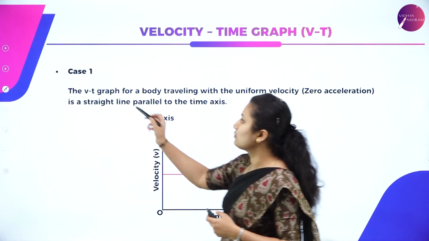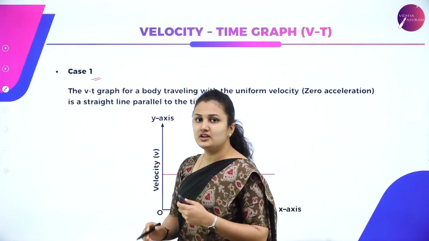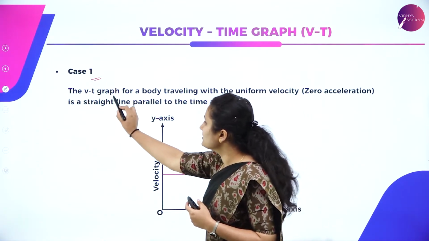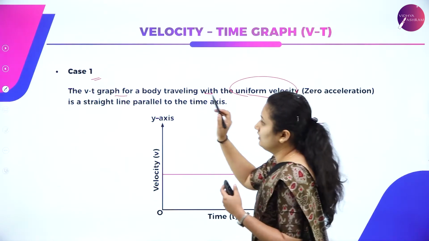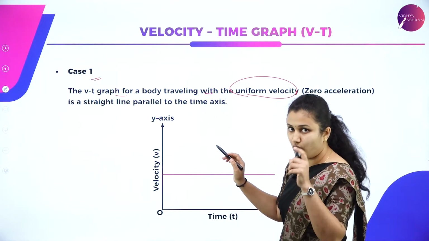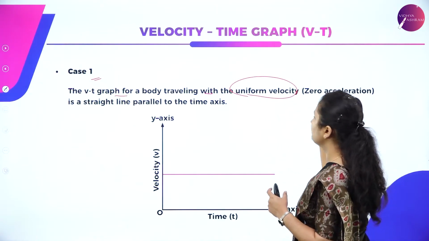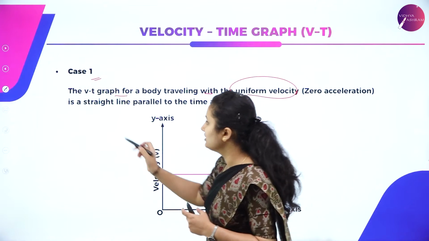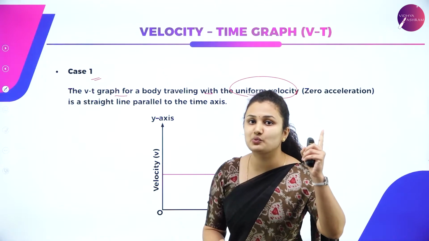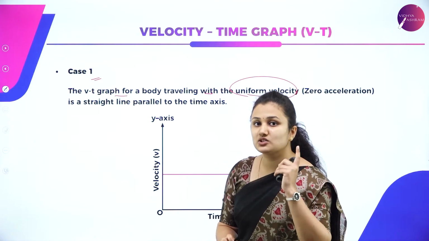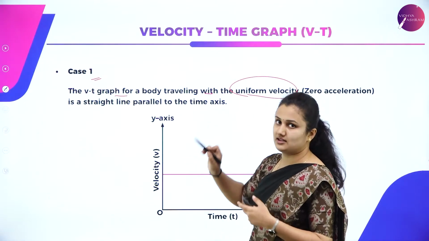So next, case 1. Now we are studying the velocity time graph. Under that, case 1. So what does case 1 tell us? The velocity graph for a body traveling with a uniform velocity. A VT graph for an object traveling with constant velocity has zero acceleration and is a straight line parallel to the time axis. Similar to case 1 in the position time graph. In case 1, the object was at rest, but we also got a straight line parallel to the time axis.